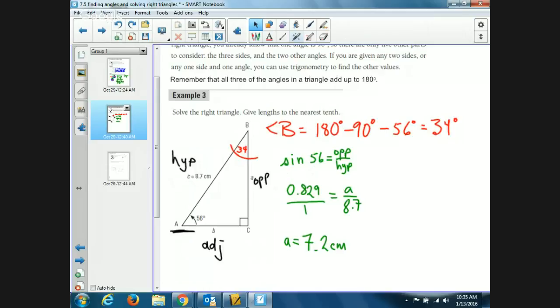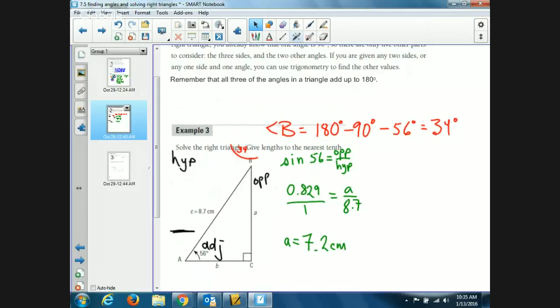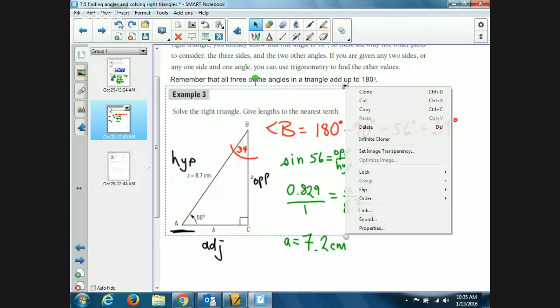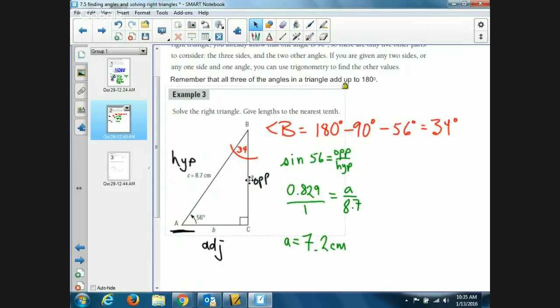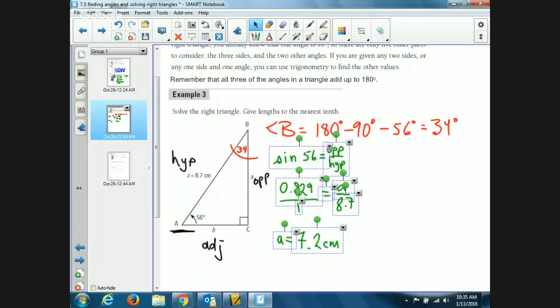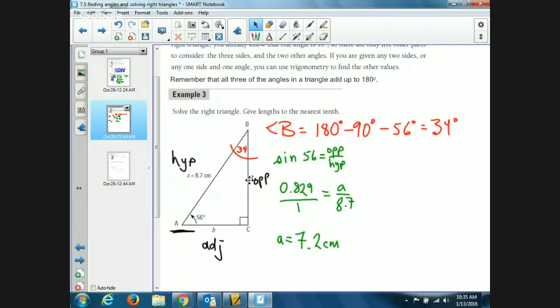Awesome. Oh, why do I keep grabbing the wrong things? I'm going to lock this down. Okay. That's great. I'll just scooch that over a bit because I want to work on the right here.